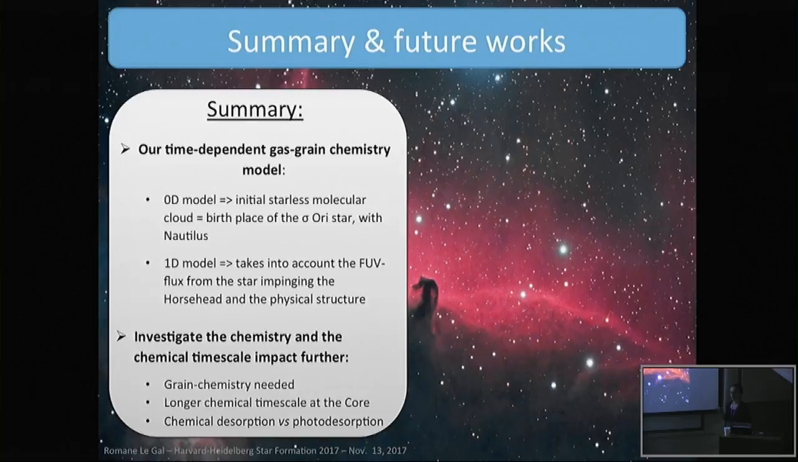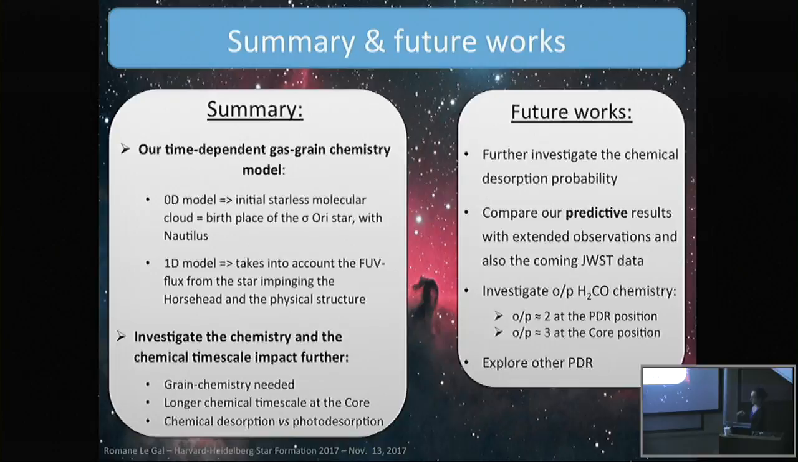And this is probably because the PDR, the Orion Bar, is a smooth PDR because the UV flux is not very high. So this is probably why photodesorption is not very efficient for this specific region. But future work will be to further investigate the desorption probability, the chemical desorption probability, sorry, because in my model, it can depend on each molecule and it is not yet taken into account in the model.